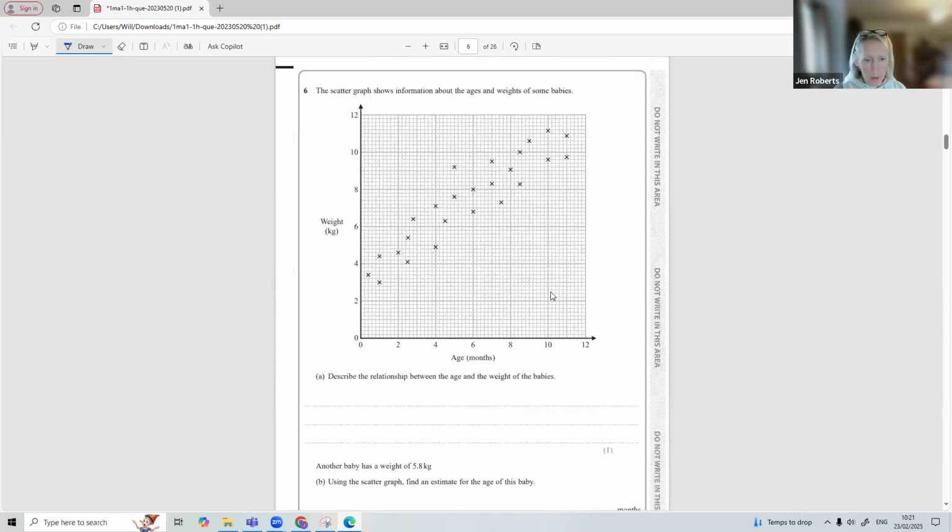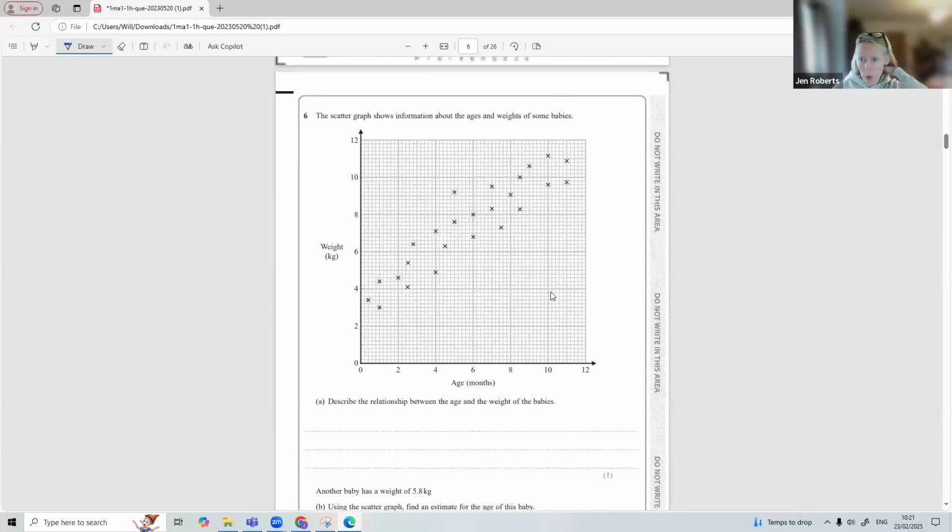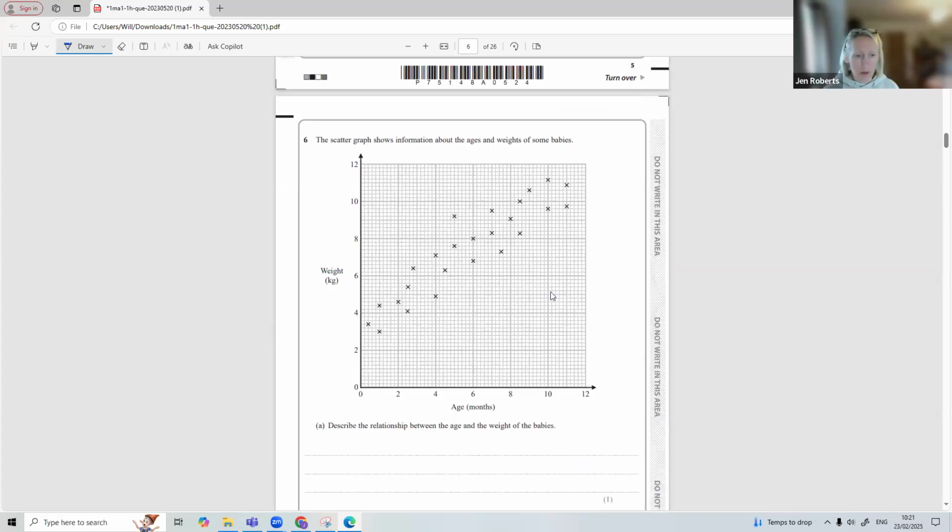Scatter graphs. Describe the relationship. So it doesn't want positive correlation here. It wants something along the lines of what happens to the weight as the age increases. So as the age of the babies increases, the weight also increases.